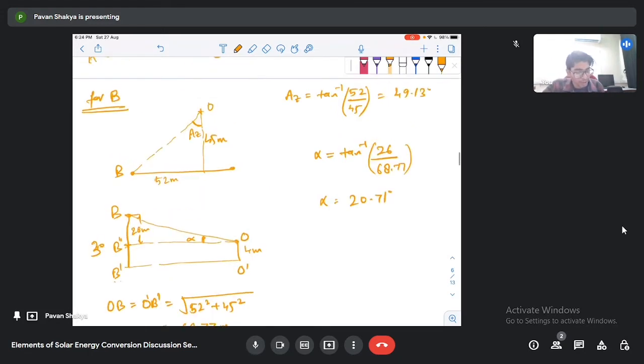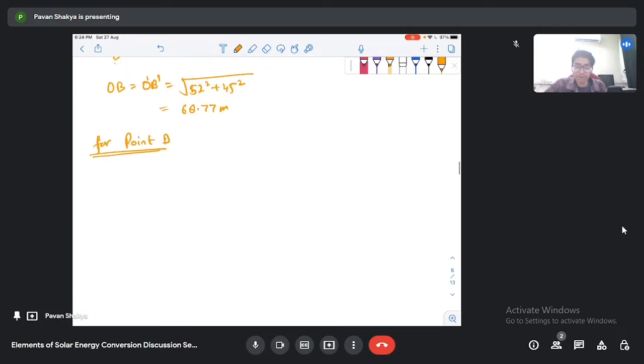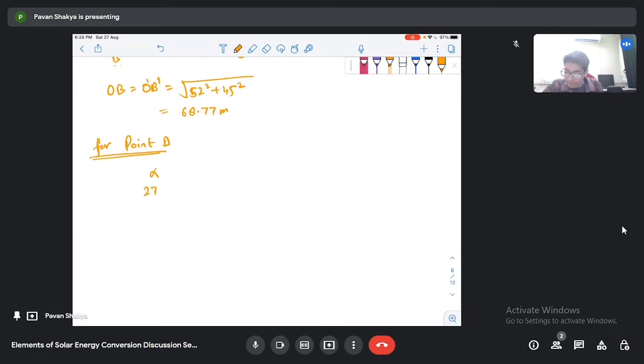Now for B, I have also calculated both the altitude angle and azimuth angle, that is 20.71, and this one is 49.13 degree. Okay, similarly you can calculate both the altitude and the azimuth angle for point D. Okay, so I'm not doing the calculation again. I have calculated these values, and it has been found that alpha comes out to be 27.83 degree, and the azimuth angle found to be 23.96 degree.